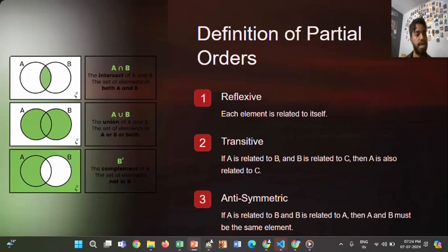Here, A and B intersect. The intersection of A and B is the set of elements in both A and B. In the second image, A union B is the union of A and B, the set of elements in A or B. In the third picture, B complement. The complement of B is the set of elements not in B, which is the absence of the elements in B.